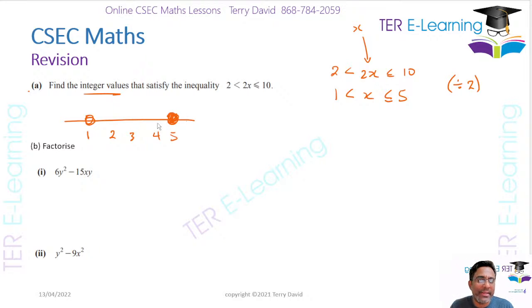Now our integer values: in this case x can either be, since it's greater than 1, 2, it can be 3, it can be 4, and it can include 5 because of that inequality sign there. x is less than or equal to 5. So those are my integer values for this particular question.